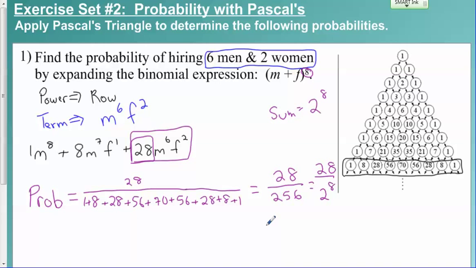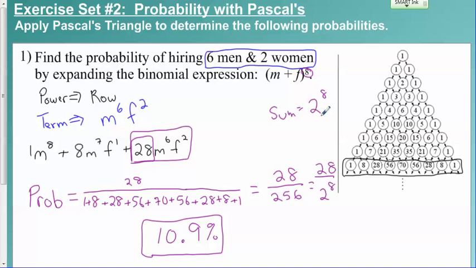So that's your probability. If you type that in your calculator, you're going to get 10.9%. And so that is the probability of hiring 6 men and 2 women found in this situation by using the binomial expansion. So before we move on to example 2, the power tells you the row in the triangle. The term is found by using these as your exponents. I personally prefer to use the shortcut.